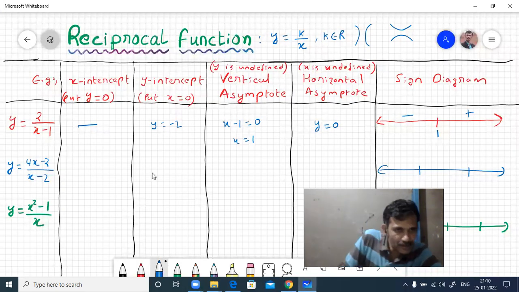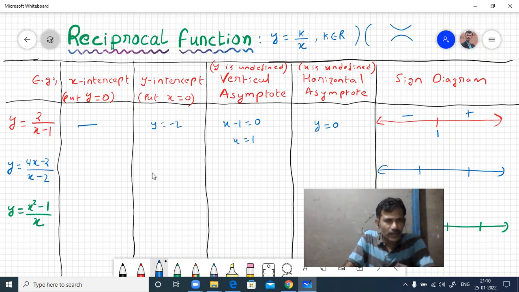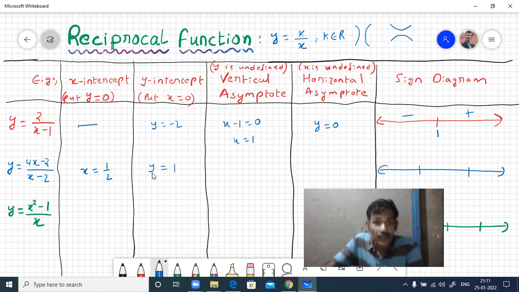Next graph is this. We have to find the x-intercept: put y equal to 0, then 4x minus 2 equal to 0. Then x equal to half. Plus 2 will go, 2 divided by 4, half we will get. X equal to half is the x-intercept. For the y-intercept, put x equal to 0, minus 2 by minus 2, then y equal to 1 is the y-intercept. Next we'll come to the vertical asymptote. For the vertical asymptote, the denominator cannot be 0. That time only y is not defined.